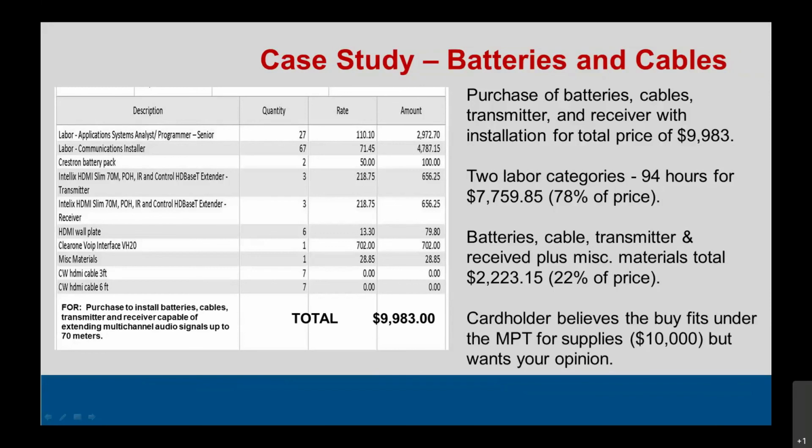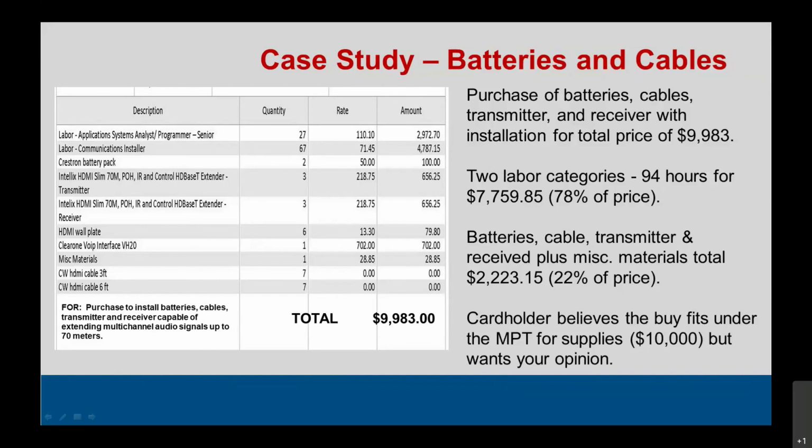Let's do the test for supply first. Is the primary purpose to provide an end item supply, including installation of the same? And what is it that we hope to accomplish here? What is the most important thing in this case? Is it the purchase of the batteries and cable and transmitter and extender, or is it the installation to get those in so that they actually work? Are the supplies of any value without the installation of the services? If we bought all those supplies, would they do us any good if they weren't installed?